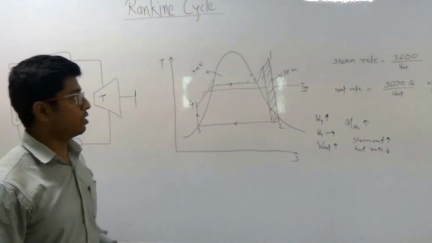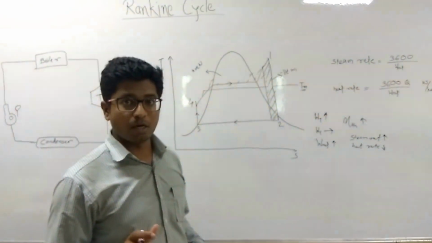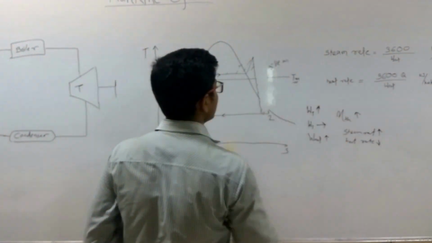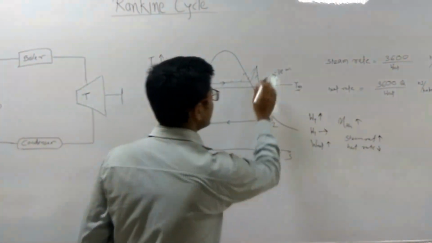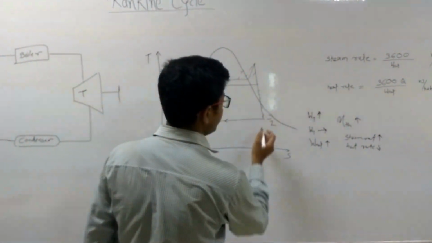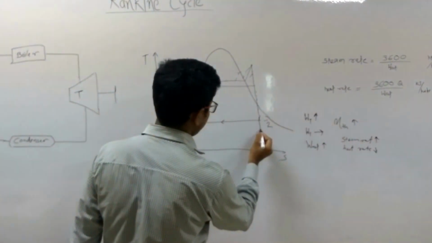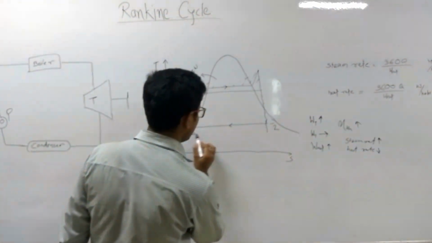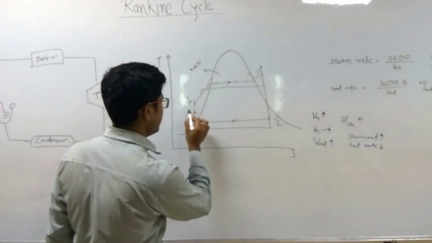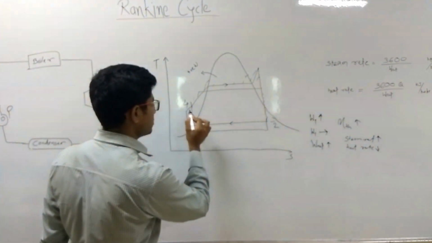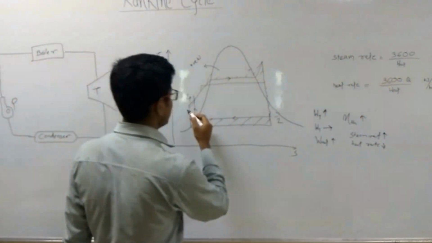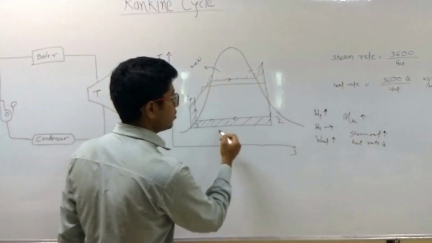Then the third parameter is decreasing the condenser pressure. This one is the original Rankine cycle, and in this original Rankine cycle, if we decrease the condenser pressure, the Rankine cycle will look like this. So this is the increase in the net work.